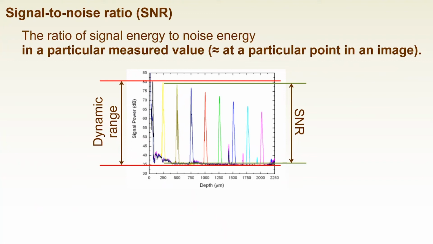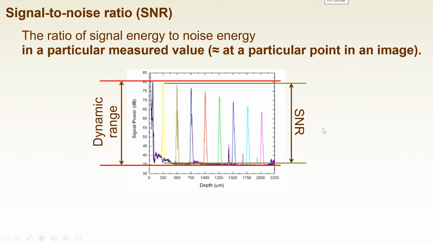But a signal to noise ratio can be defined at a single point of the image. And the signal realization at this point consists of two components. One is the true signal, and the other is a noise on top of the true signal. And the ratio of the energy of these two is the signal to noise ratio. So the dynamic range and the signal to noise ratio are exactly not the same.